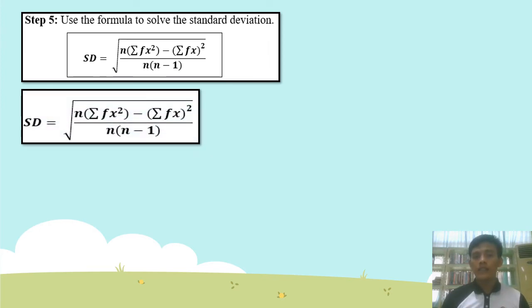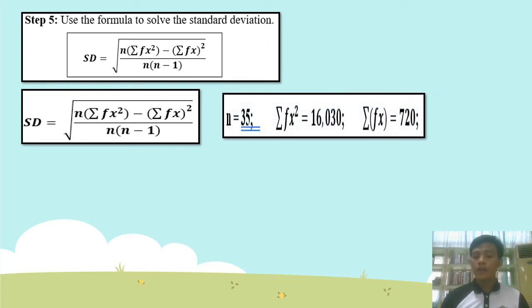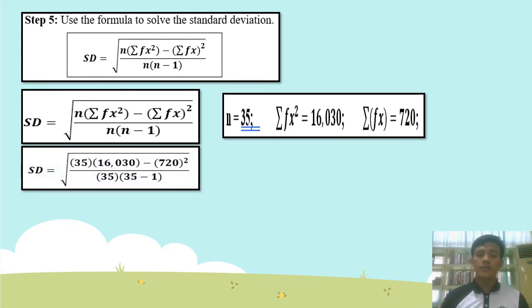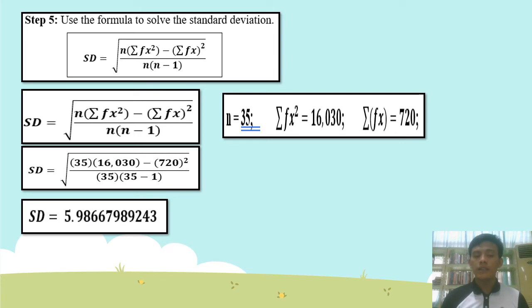Standard deviation, as we remember, is the square root of n quantity summation of fx squared minus quantity summation of fx raised to 2, divided by n quantity n minus 1, where the value of n is equal to 35. The summation of fx squared is equal to 6,030. The summation of fx is equal to 720, as we computed a while ago. Then substitute all the values. That will be the square root of 35 quantity 6,030 minus quantity 720 raised to 2, divided by 35 quantity 35 minus 1. Then simplify.